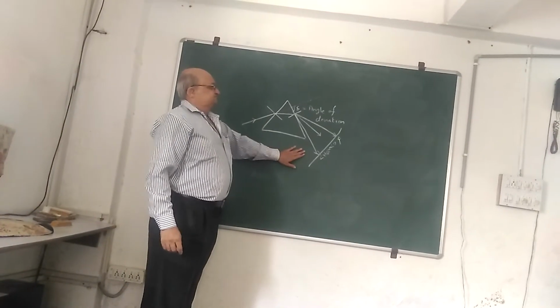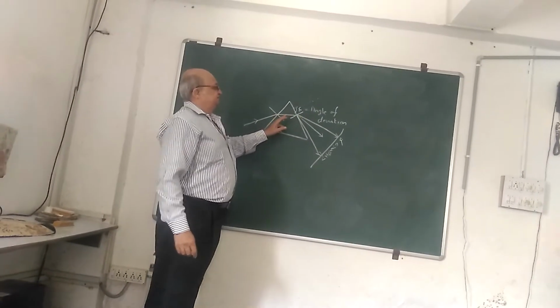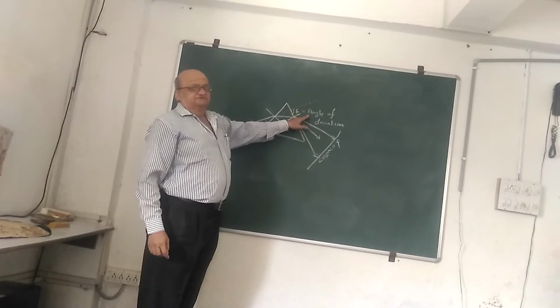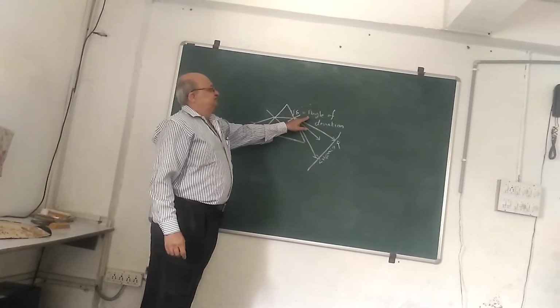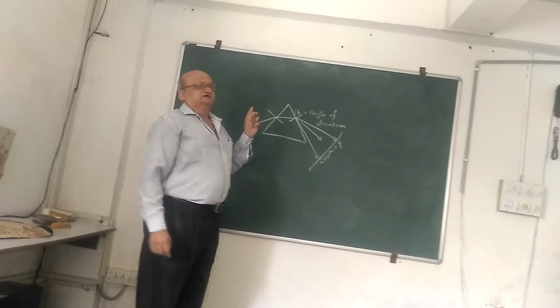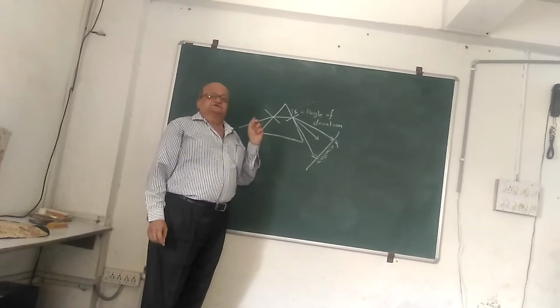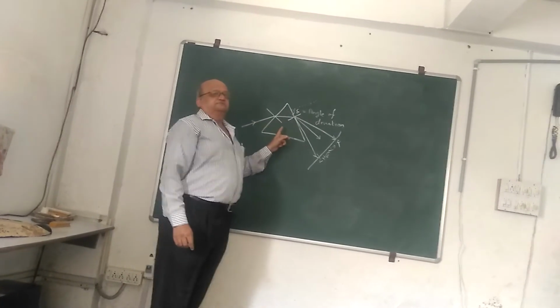So this is dispersion of light because of the difference in angles of deviation, which is because of varying velocities of different colors in different mediums.